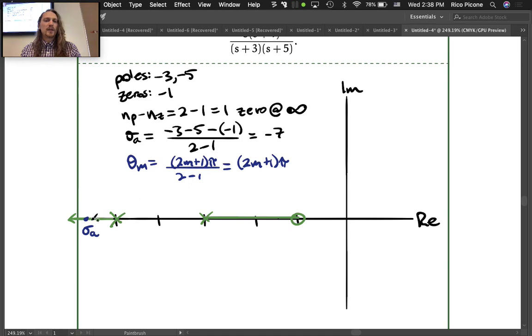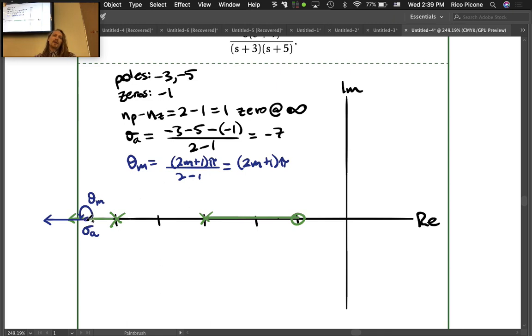So this points at pi, angle of pi. This is theta, well, I'll just say theta m. It's all of them, all the theta m's. And that's our asymptote. So we know that this pole clearly goes to that zero. Okay, so now our last step is to finish the sketch. So this pole certainly goes to that zero. It's already done on the real axis. This pole doesn't have a finite zero to go to. It has to go to a zero at infinity.